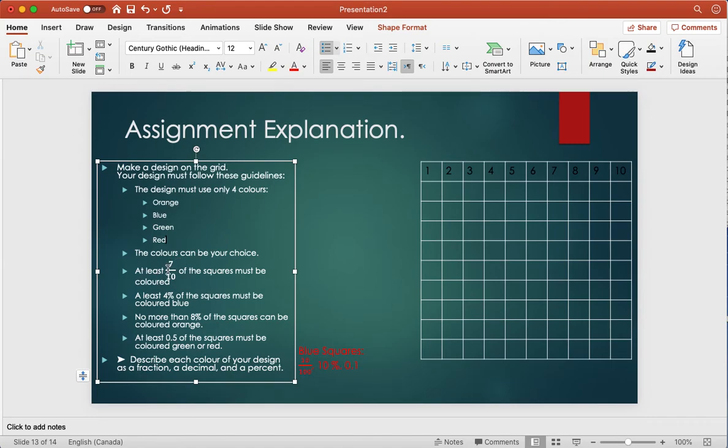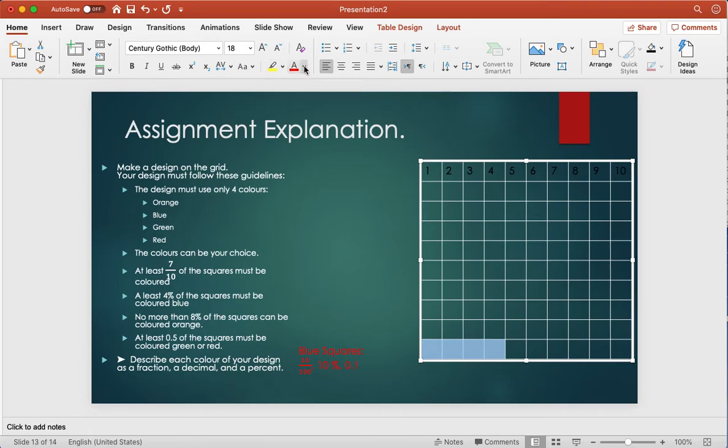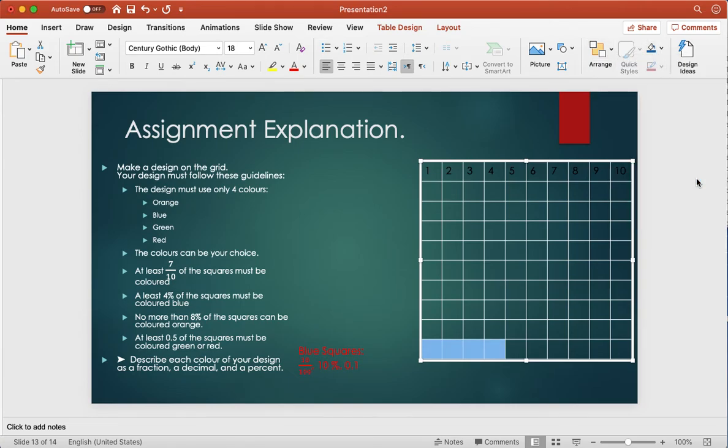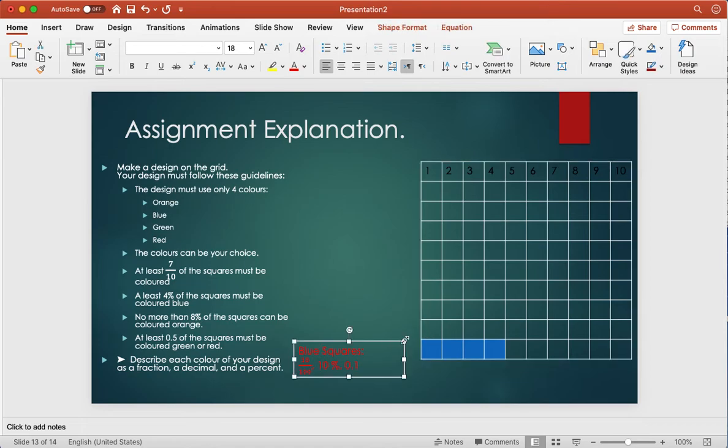So at least 7/10 of the squares must be colored. That means of the entire squares, 7/10 must be colored. I mean, you can leave 3 out of 10 or 30% of it blank, but 70% needs to be colored in. At least 44% of the squares must be blue. What that means is at least 44%, at least, you can have more, should be blue. Yeah, right? So at least 44% of the squares must be blue.